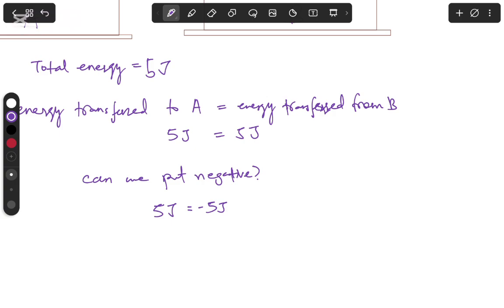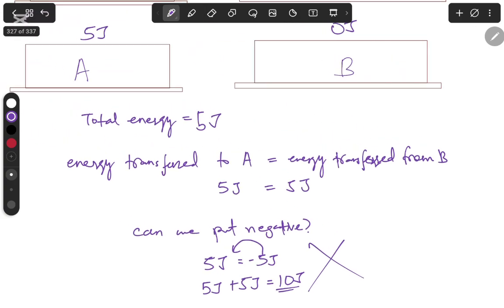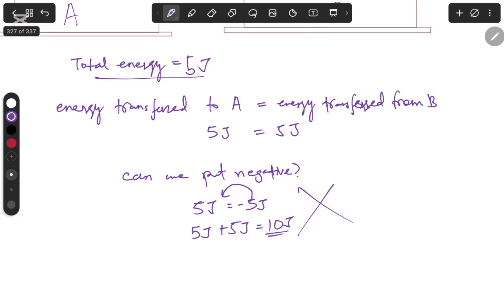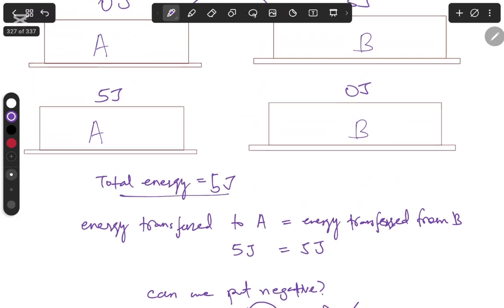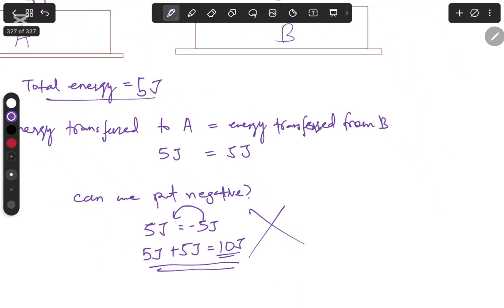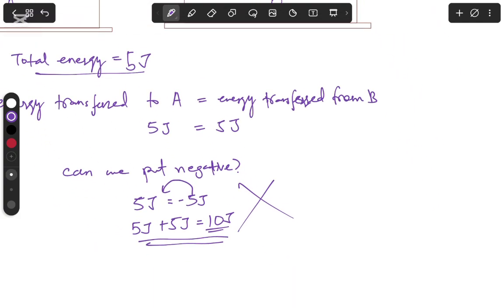Because the reason is, if you do 5 joules, you move this to the other side, plus 5 joules, we are going to end up with 10 joules. This is totally wrong because the total energy, remember, was 5 joules. But here it's showing us that the total energy is 10 joules. We have just created energy out of nowhere. So this is going to break the energy conservation law. So we cannot do this.